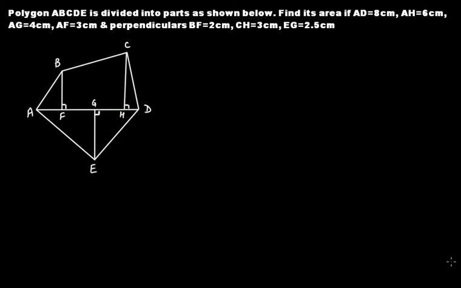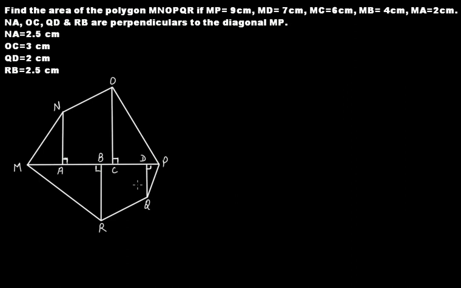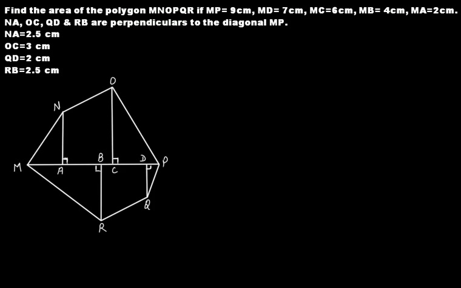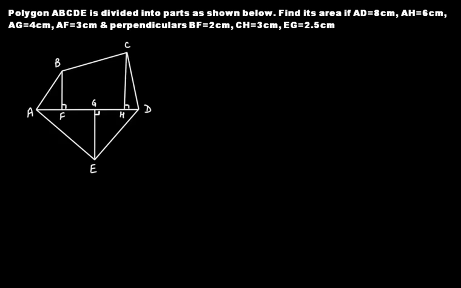Let's solve some problems based on finding the area of a polygon. In this figure, we have a polygon, and then we have another problem where we have this figure, and this is also a polygon. In both these cases, we have to find the areas, the area of this figure and the area of this figure. But there is one problem.